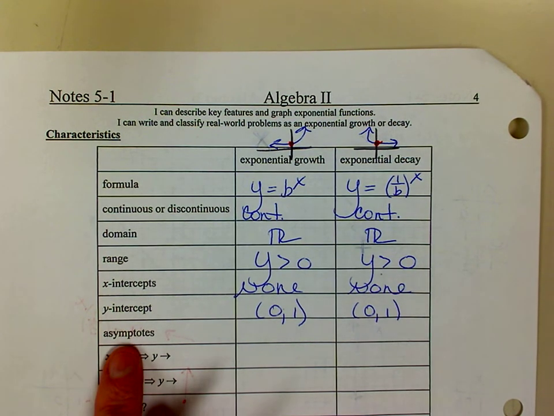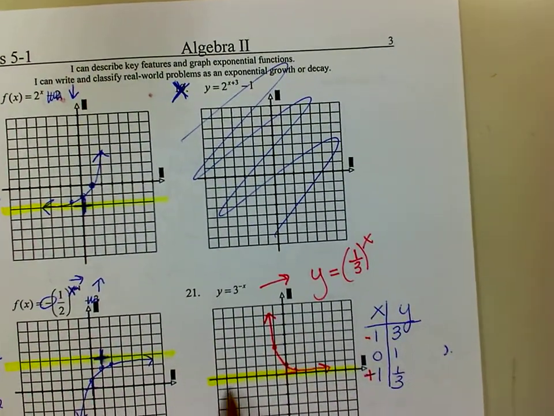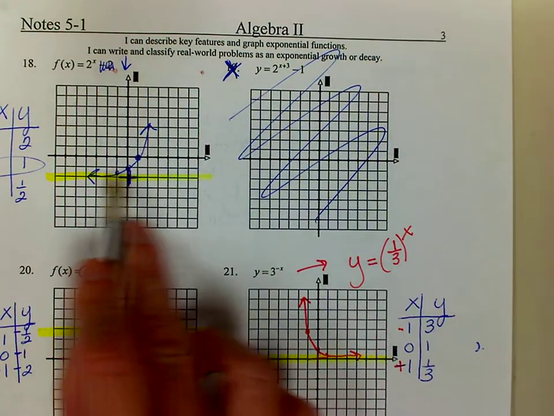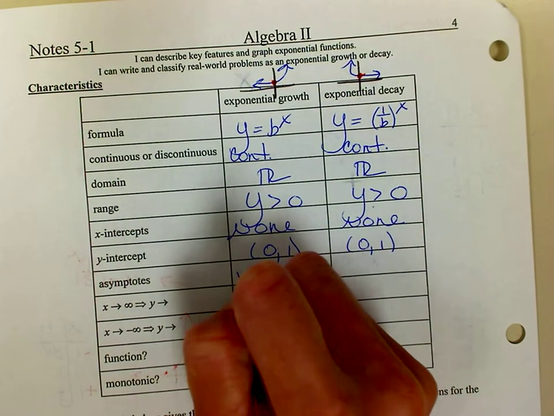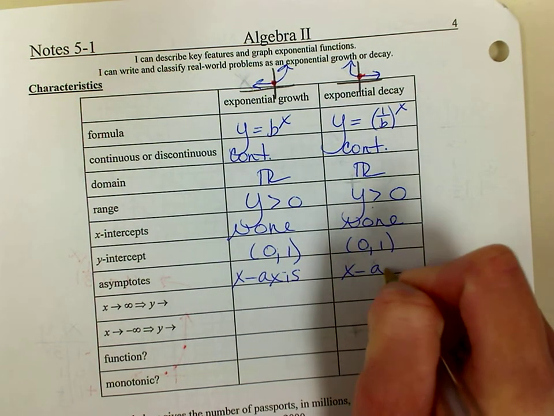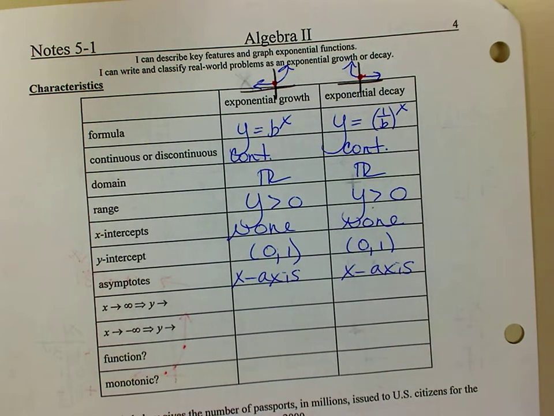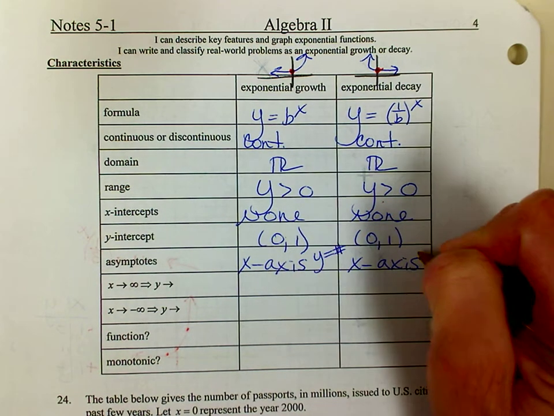All right, asymptotes are lines that your graph cannot cross or touch. And that's why we drew in those yellow horizontal lines with my highlighter. They've all been horizontal. Therefore, the asymptotes are going to be the x-axis, or it could be the new x-axis. So it's always going to be y equals some number.